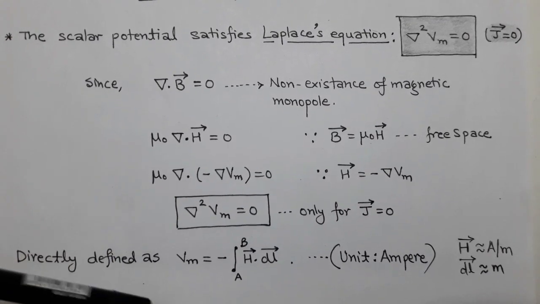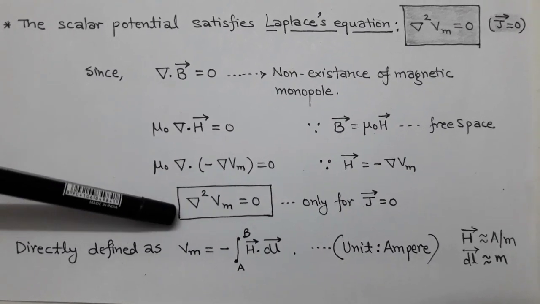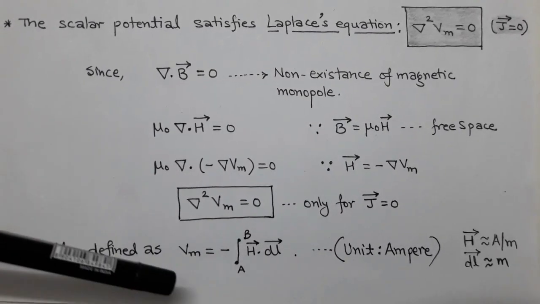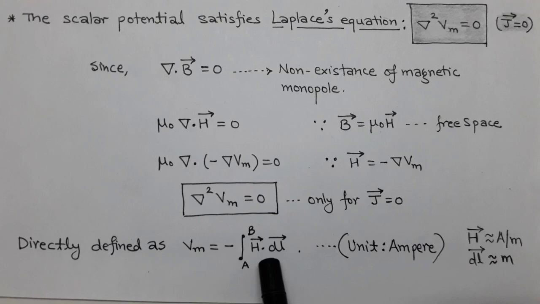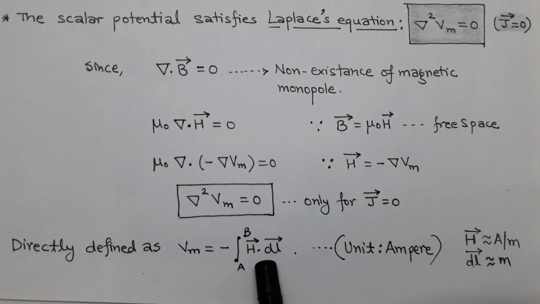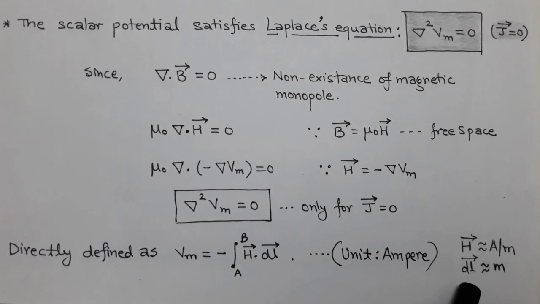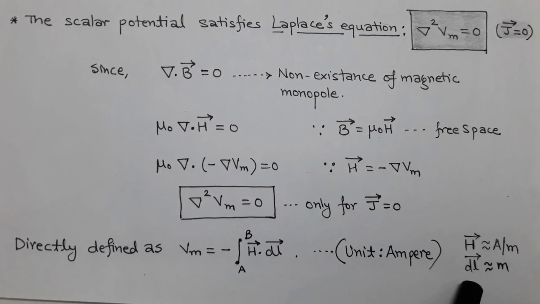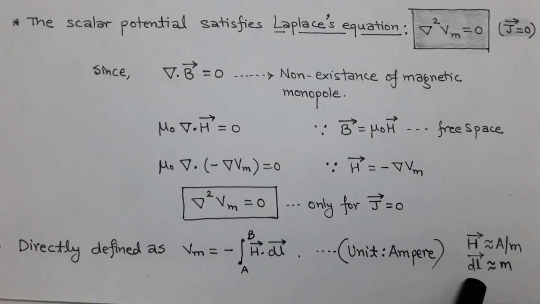Now the scalar magnetic potential can be directly defined by line integration of H dot dl with a minus sign, just like a potential in electrostatics, that is V equals minus integration E dot dl. So the scalar magnetic potential can be defined as minus integration H dot dl, and its unit is ampere, because the unit of magnetic field intensity H is ampere per meter and dl vector has unit meter. So we get ampere, that is the unit of scalar magnetic potential.